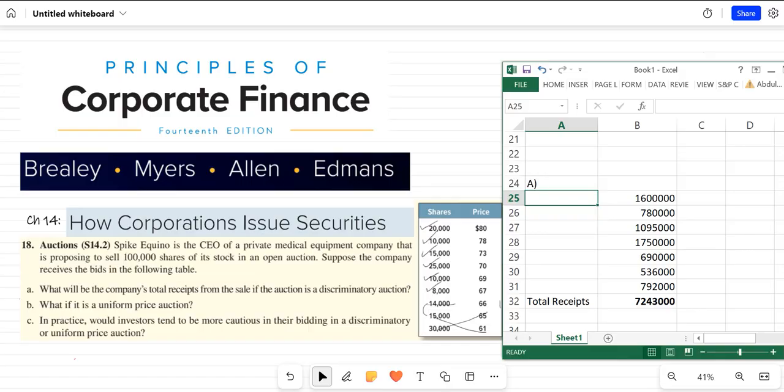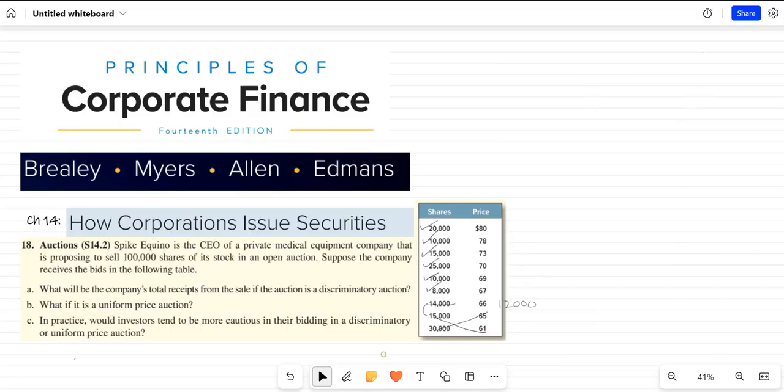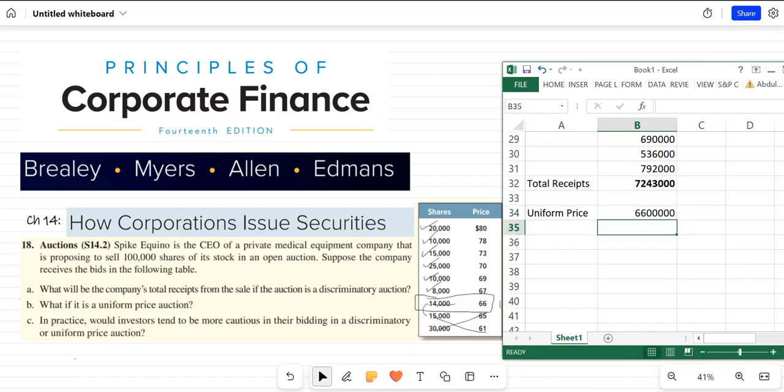In part B, what if it is a uniform price? In the uniform price we charge the same price, and that price will be from this lot. So all the shares will be charged the same price, which will be 66. So from the uniform price, it will be 100,000 shares at a price of 66. It will be 6.6 million.